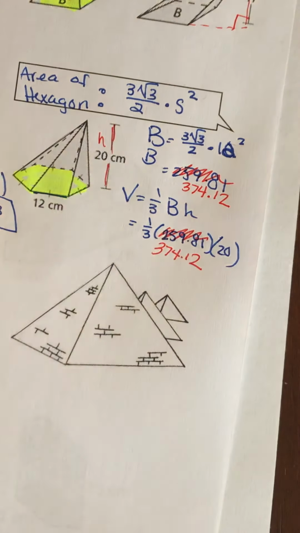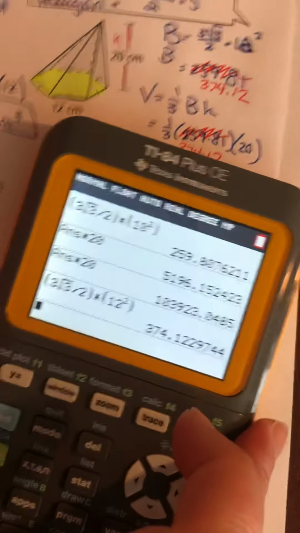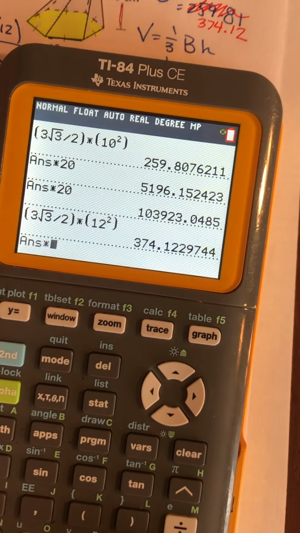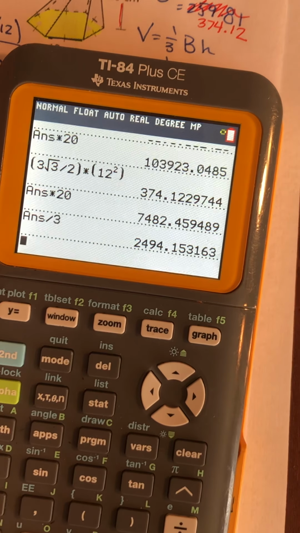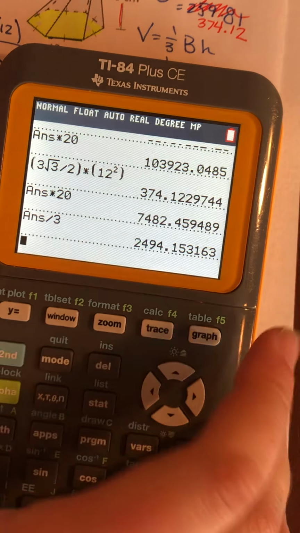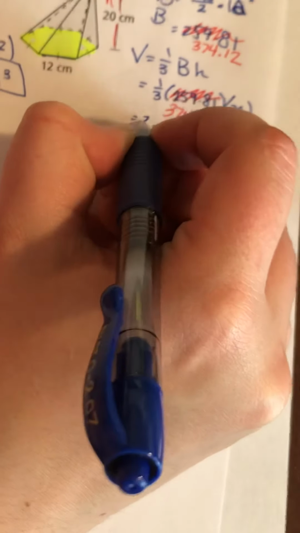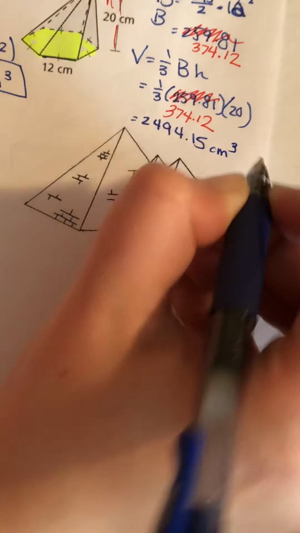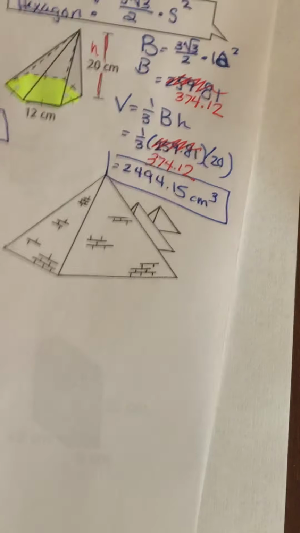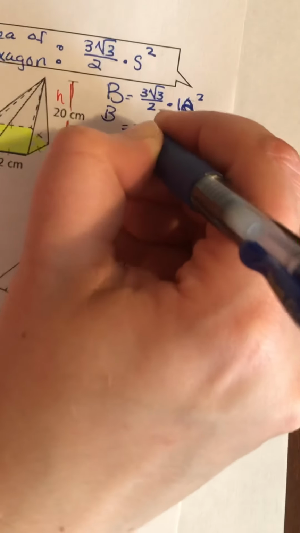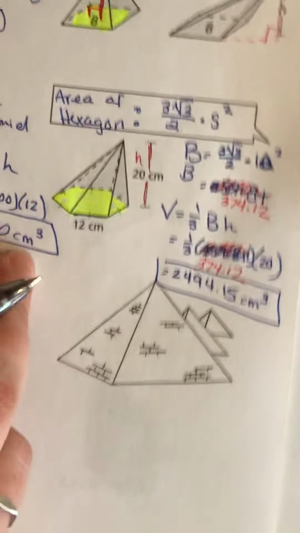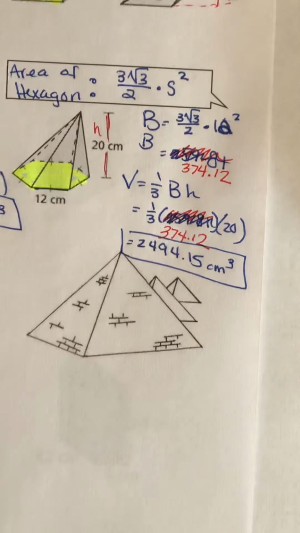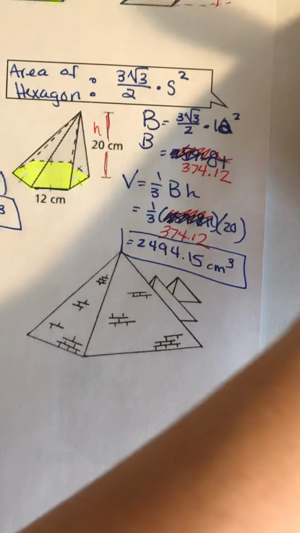And that's what I'm going to be multiplying by 20 and then dividing by 3. And that gives me 2494.15. And it would be centimeters cubed. So there's finding that base using that formula right there, and then we plug it in.